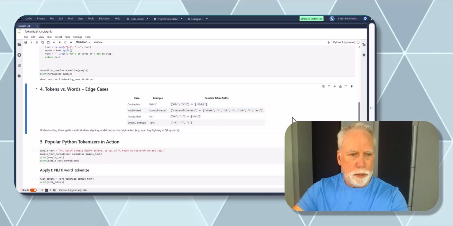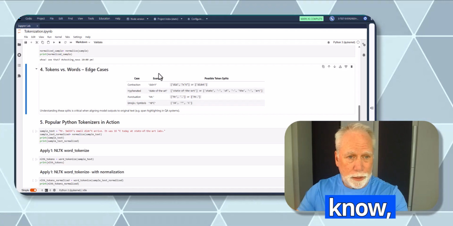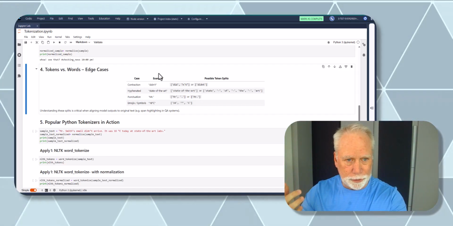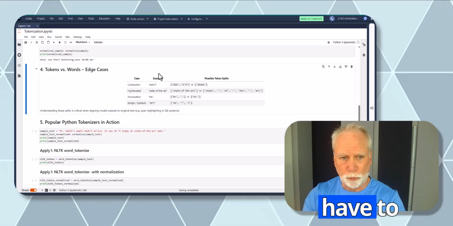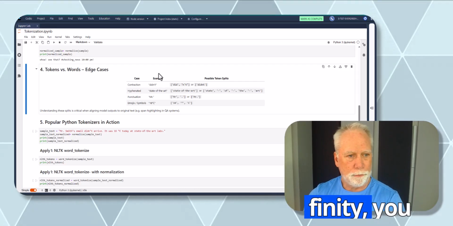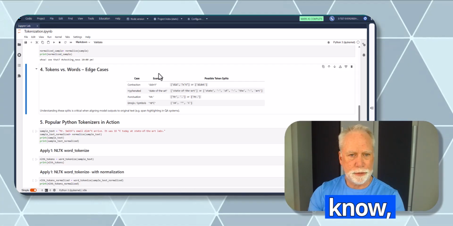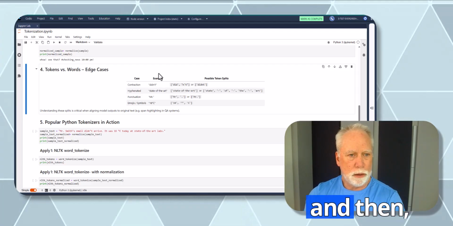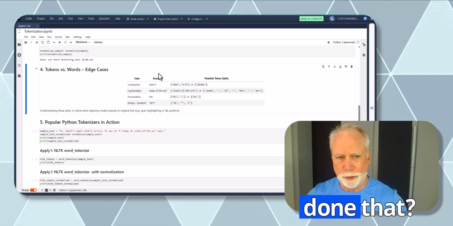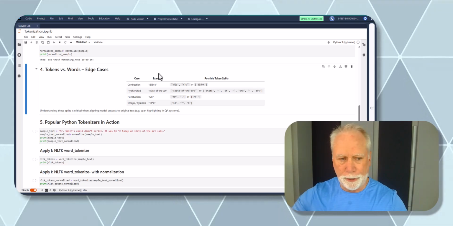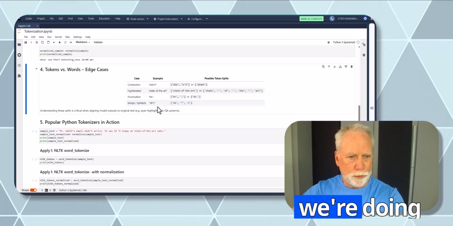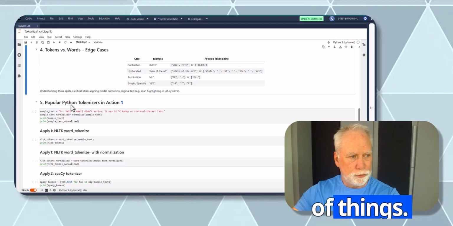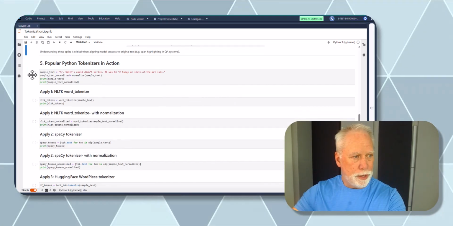So contractions, sometimes it's a problem. It depends on how you want to break up the contraction, or if you just want to bring the word together, right? They're hyphenated. Do you want to break them apart? Do you want to leave it as a hyphenated word? And then, punctuation. Do I need the dot after Mr.? And then whether we're doing emojis or other types of things. So what are these edge cases that we have to understand and account for?